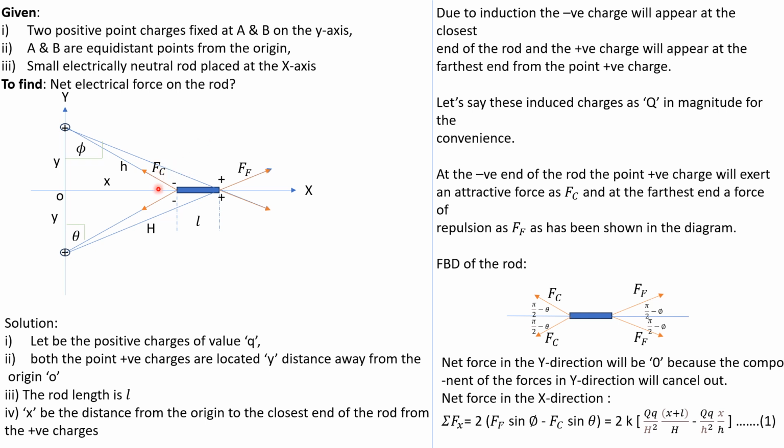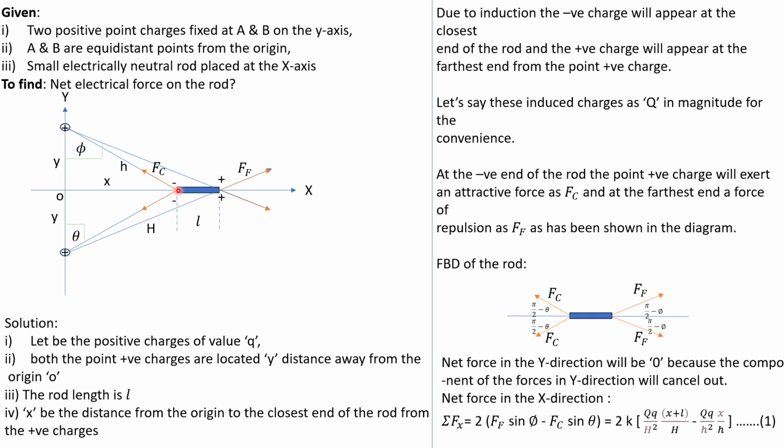For convenience, we have assumed that capital Q is the magnitude of the negative and the positive charge respectively that appear due to the induction. At the negative end of the rod, so now you can see that this end, because of negative charge, is being attracted towards the positive point charges.